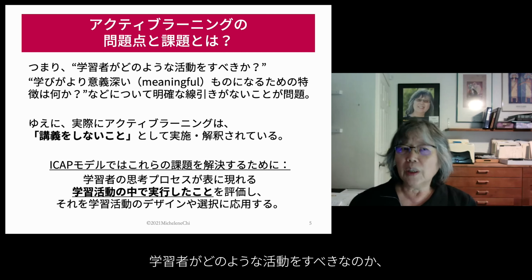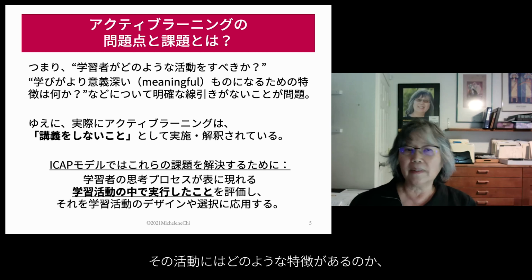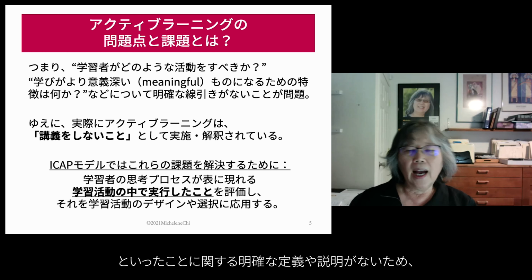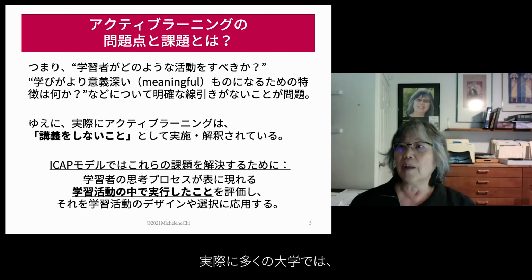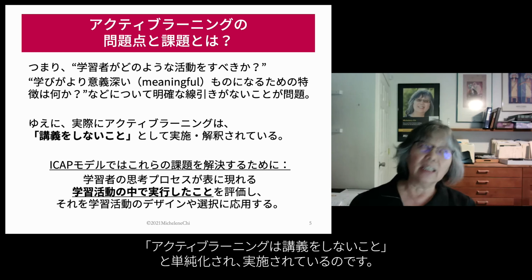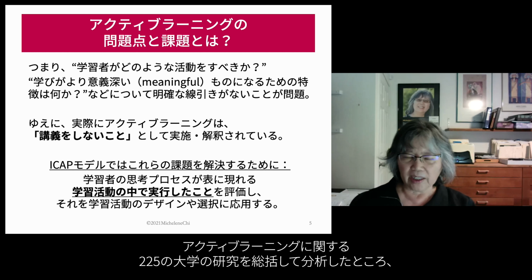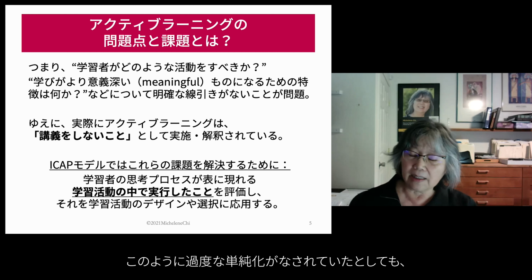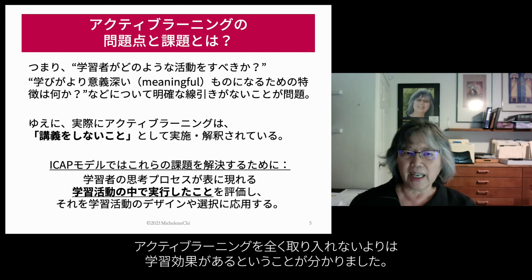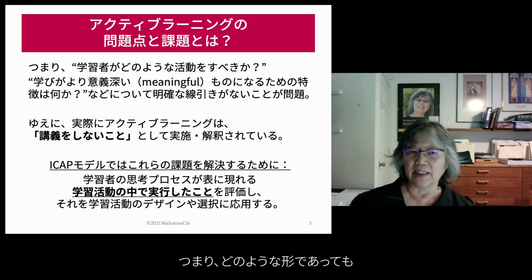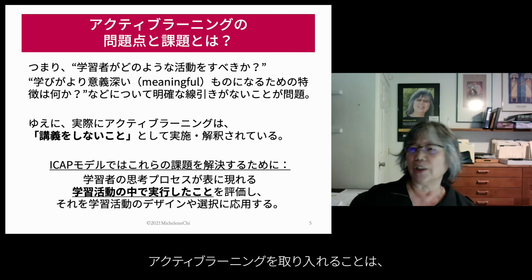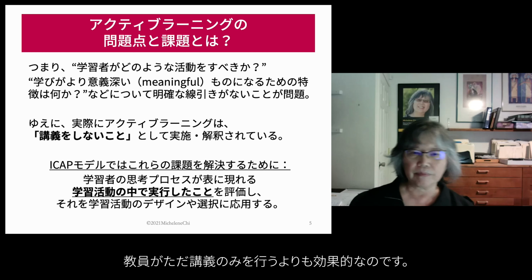And there's no clear-cut specification for what activities students should do, what the characteristics of these activities are, and so on. So in practice, what happens is that active learning is simply implemented, at least at the college level, as no lecturing. There's a meta-analysis of 225 college studies on active learning, and that's how they define it. And active learning, of course, is better than no active learning. That is, active learning is better than just having faculty lecture.